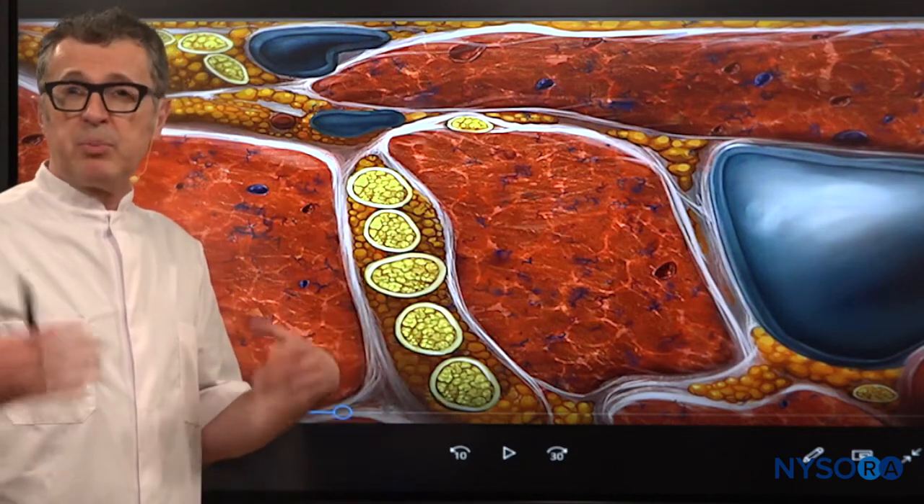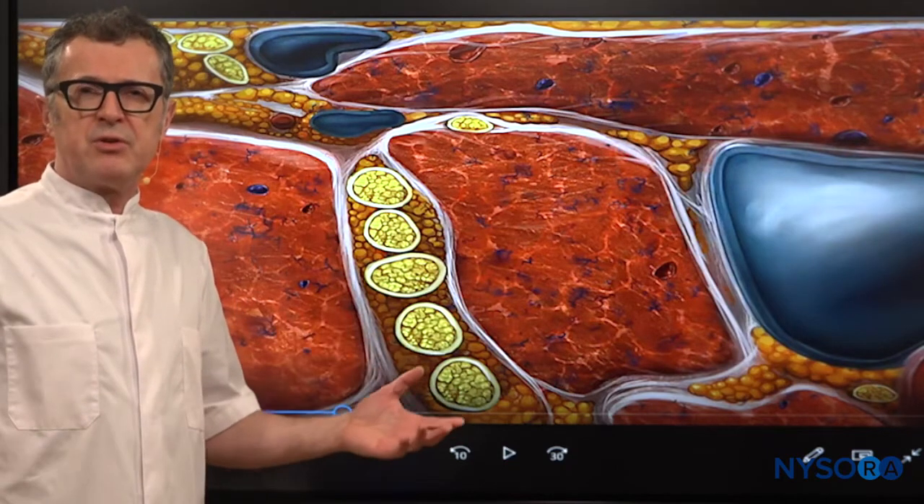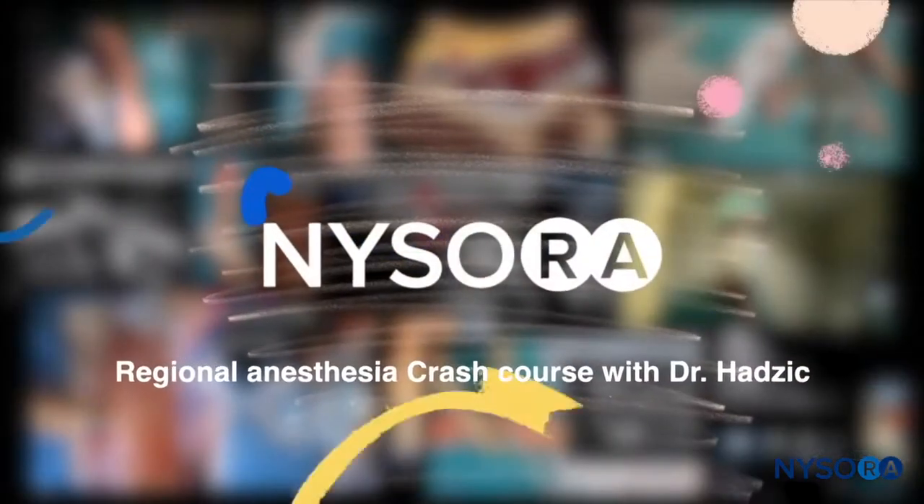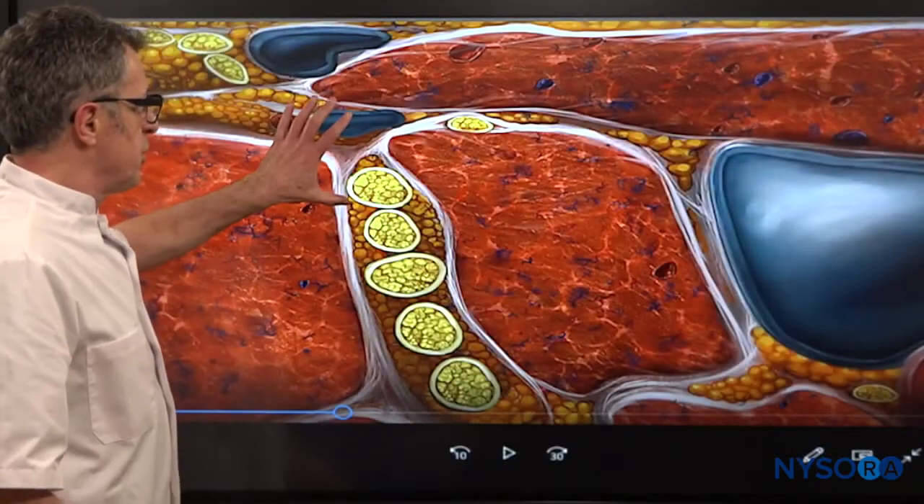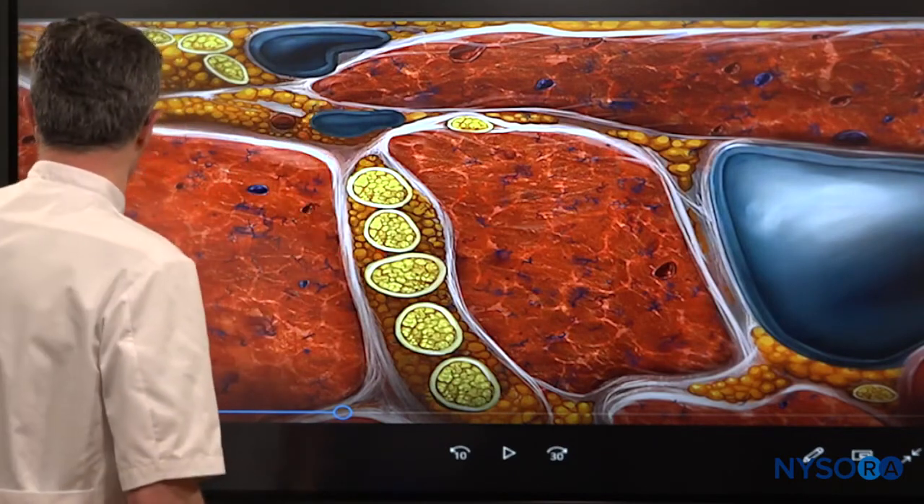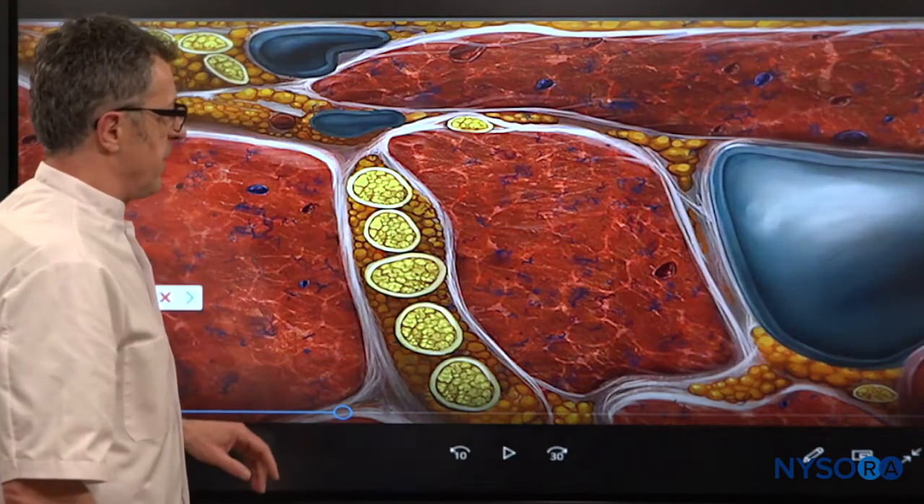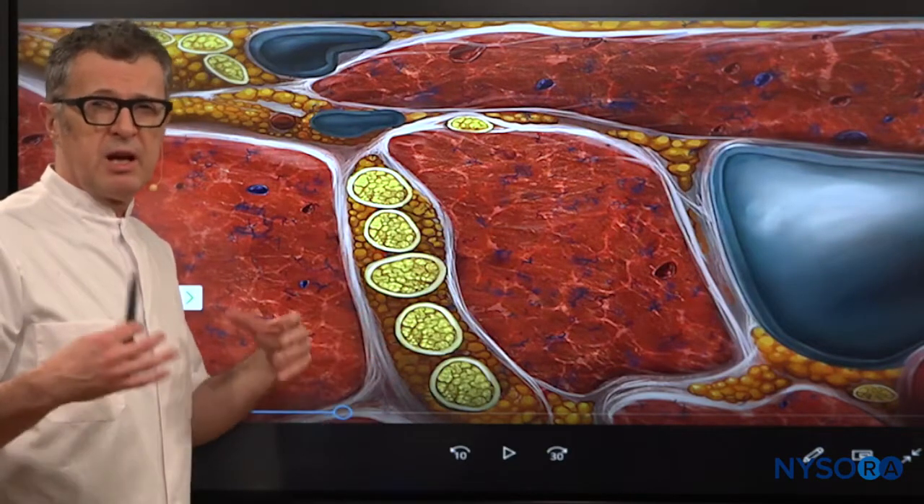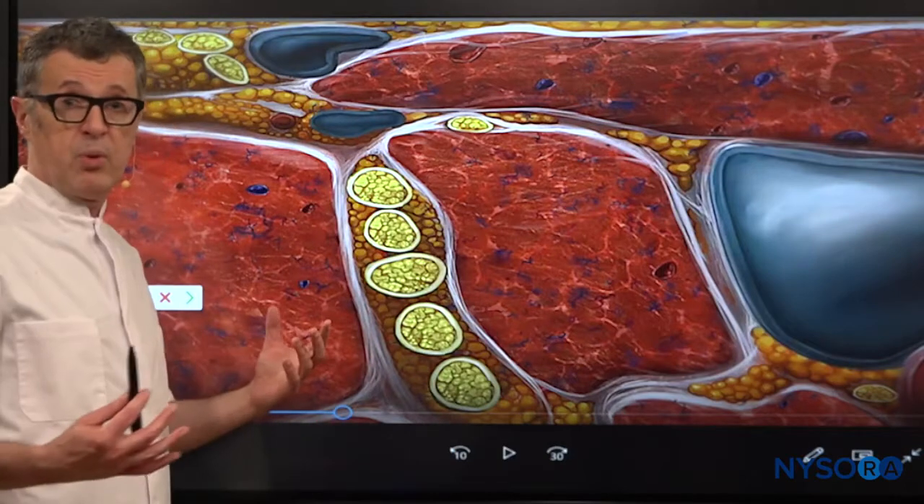Let's discuss one of the potential mechanisms of nerve injury during interscalene brachial plexus block. We're going to use Nysora's reverse ultrasound anatomy animation to explain what can potentially happen. But before we get started, let us just briefly discuss some of the anatomical elements that are important.